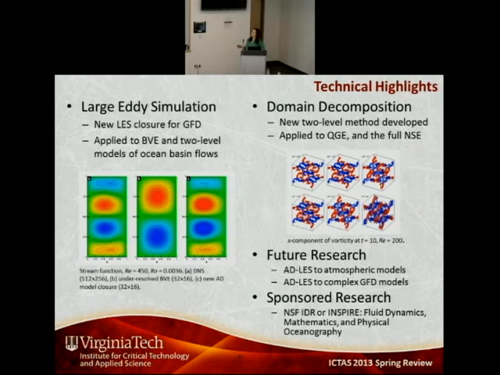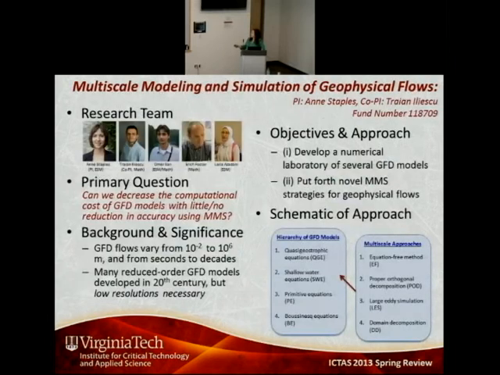So we've looked at oceanic flows. There's a whole different set of issues in atmospheric flows, and I'd love to see if it works there just as well. And also to go back down our hierarchy of GFD models and try applying it to some more complicated models for geophysical flows.